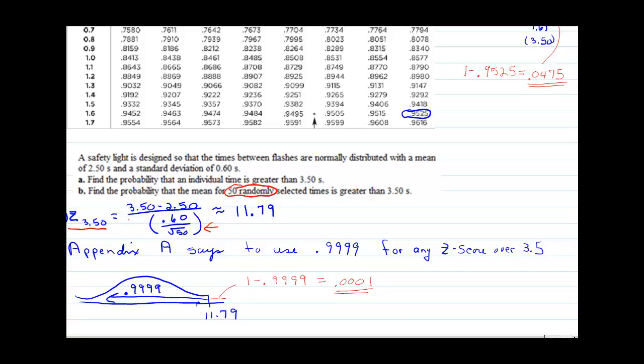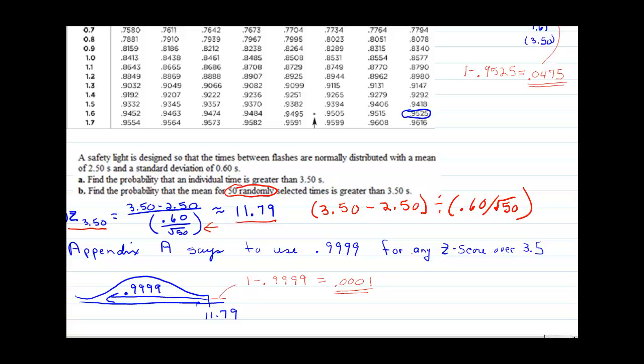So I'm going to take the 3.5 minus 2.5, and divide it by my new standard deviation, which is 0.60 divided by the square root of 50. You can put that in your calculator and avoid round-off errors by typing in parentheses 3.5 minus 2.50, close the parentheses, then divided by, and parentheses again, 0.60 divided by the square root of 50, and close those parentheses. Then you can round this number to 2 decimal places because Appendix A only has z-scores to 2 decimal places. That's all you can look up.